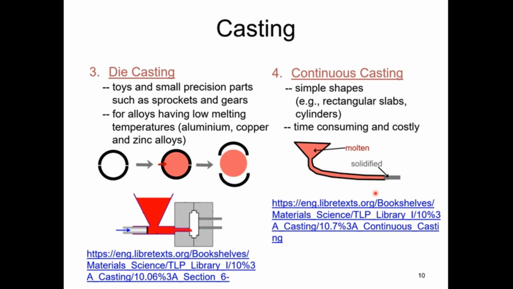The molten metal is continuously passed through the mold at the same rate to match the solidifying casting. This results in casting of long strands of metal. So that's why it is used to produce rectangular slabs or cylinders.